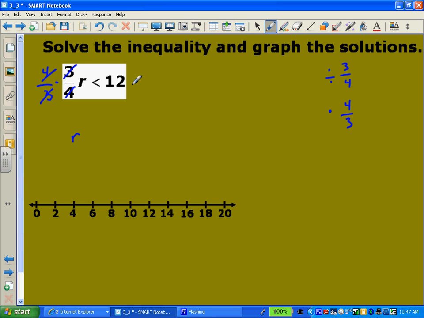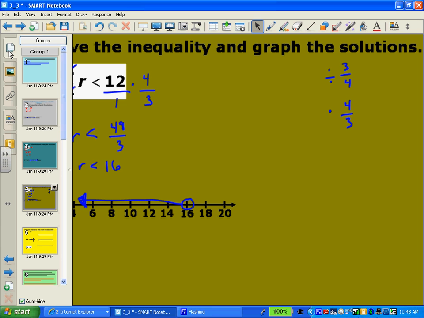So over here I just have r. Over here, remember, if this number is not already a fraction, just put it over 1 and it will make it a fraction. 12 times 4 is 48 over 3. 48 divided by 3 is 16. This is r less than 16. Since it's just less than, I have an open circle, and since it's less than, it goes to the left.